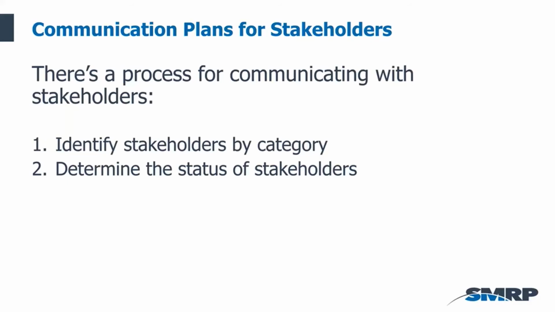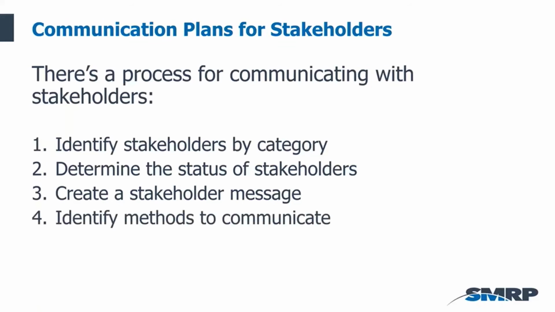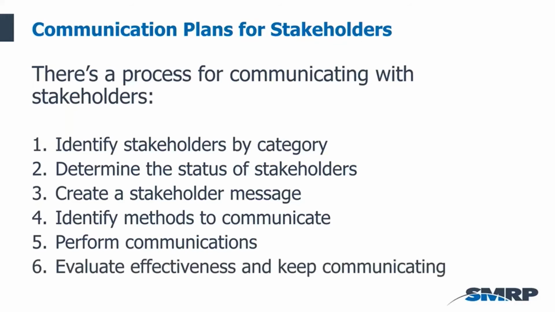So there's a process for communicating with stakeholders. The first is to identify the stakeholder by category. The second is to determine the status of the stakeholders in terms of supporter or resistor, etc. Third, we want to create a stakeholder message. What is it that we want to communicate to these folks? And then identify the method that we want to communicate, and then perform the communication. And then we want to evaluate the effectiveness and keep communicating.